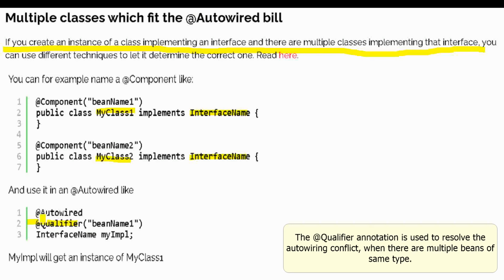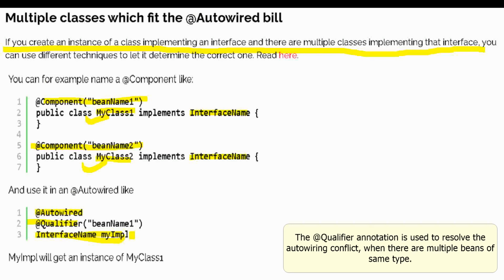So at the time of @Autowired, when we specify the interface name, the conflict will happen, like whether it has to take MyClass1 implementation or MyClass2 implementation. So at that time we have to specify the name of the bean in @Component. Here we are specifying @Bean name1 and @Bean name2.